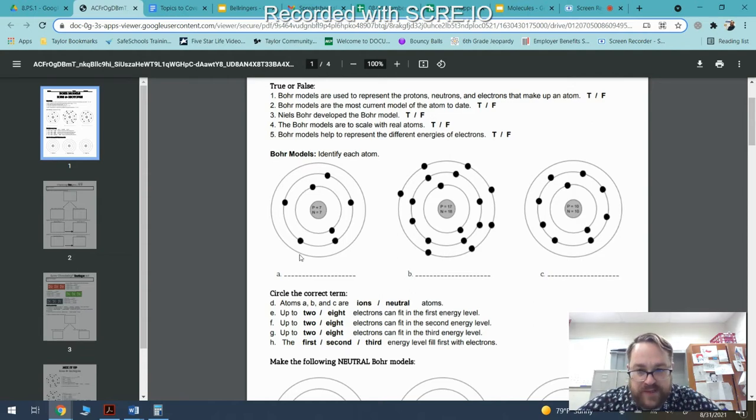On this one, you're simply identifying the element that each atom here represents. And the way we do that, remember, is the number of protons equals the atomic number. Okay? I'll do one of these, and then you guys at home need to do it yourself. So we know the number of protons equals the atomic number. And here we have protons are 7.